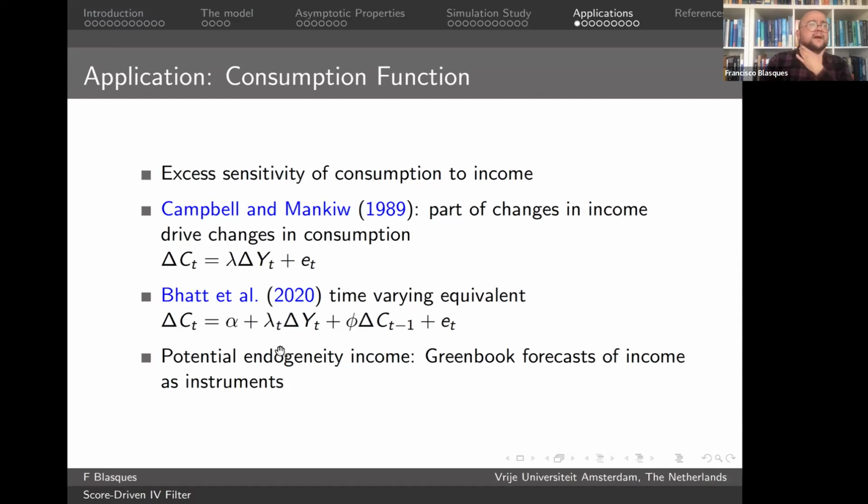I think Campbell and Mankiw are essentially looking at why it is that these short-term variations in Y_t determine so much of changes in income when they shouldn't, right? It should be looking at long-term income expectations. But actually, what turns out is that when they did this, that was the case. But over time, that relationship has disappeared, and thus the time variation in lambda is relevant, right?